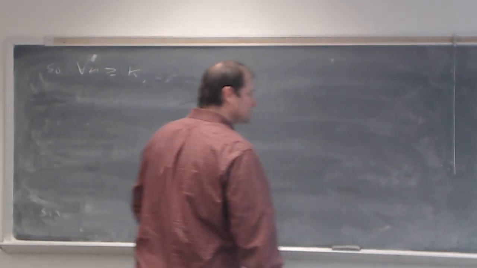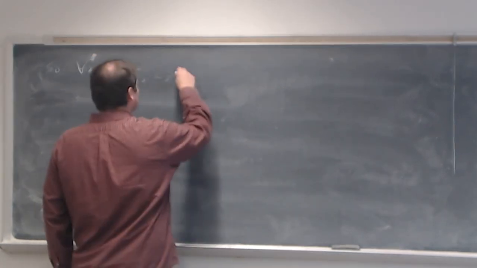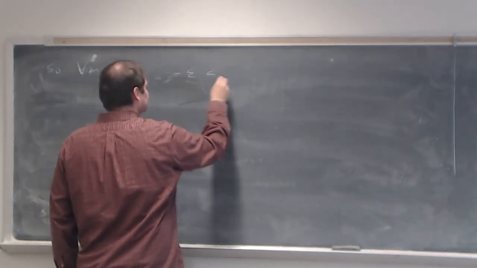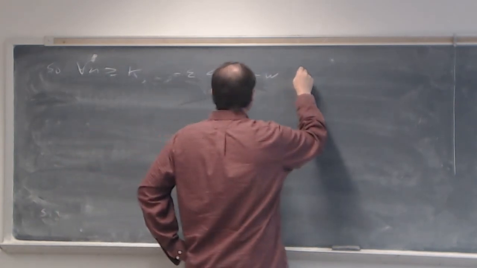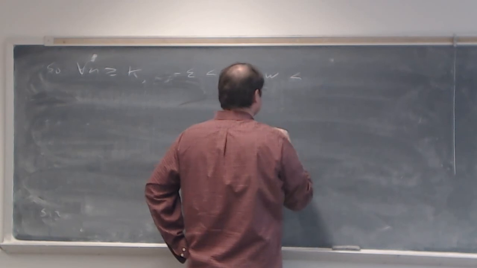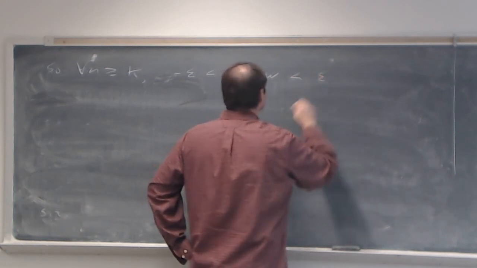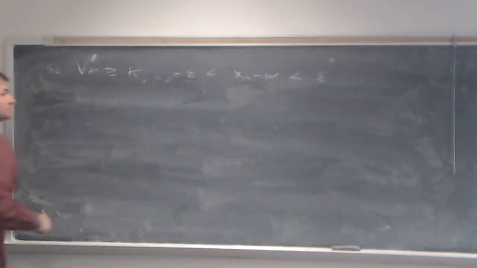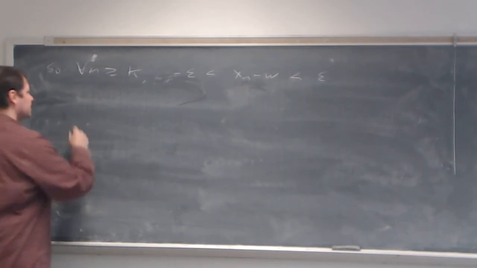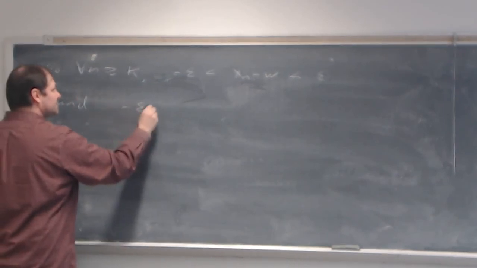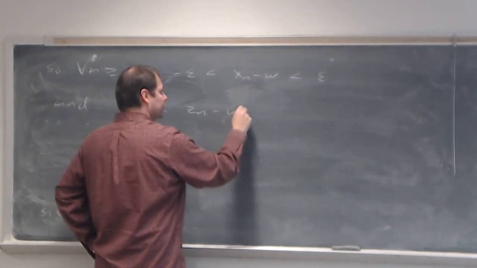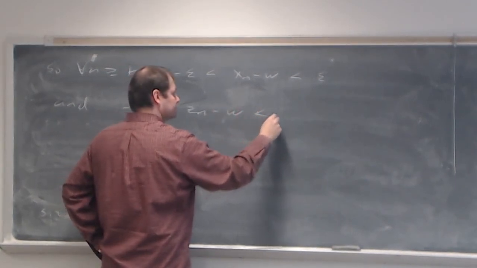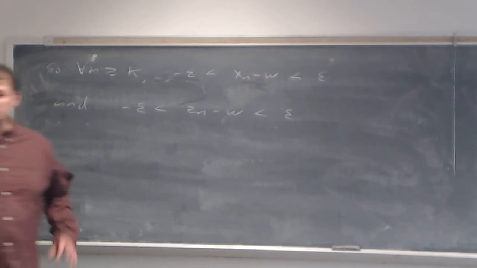The x sub n statement will translate into: minus epsilon is less than x sub n minus w, which is less than epsilon. Is that okay with everybody? And minus epsilon is less than z sub n minus w, which is less than epsilon. That's what I got.